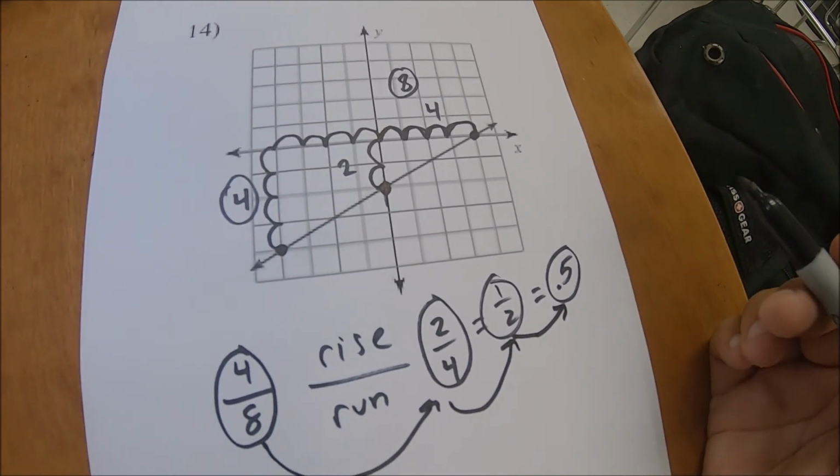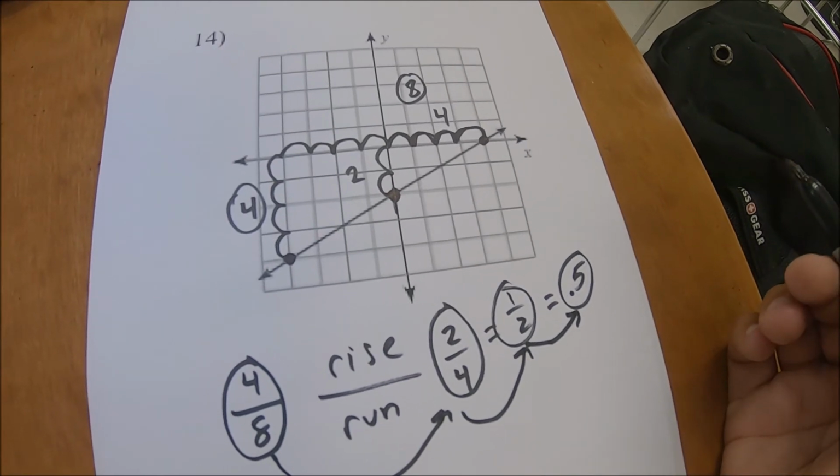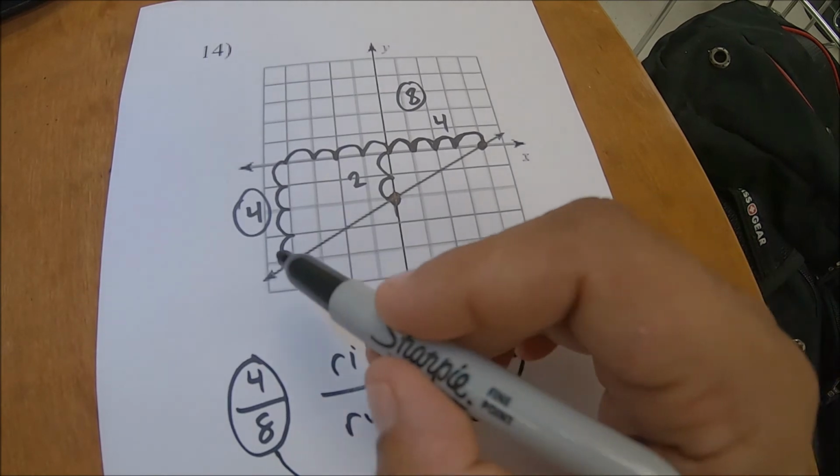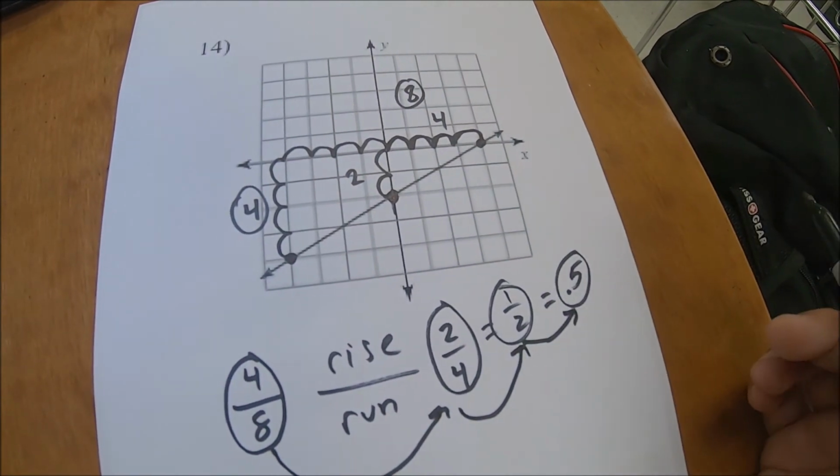So that's just a quick way for me to find my rise over run from any line, as long as I have perfect points to use. The next time you're working on slope, it's an easy way for you to find it. Rise over run.